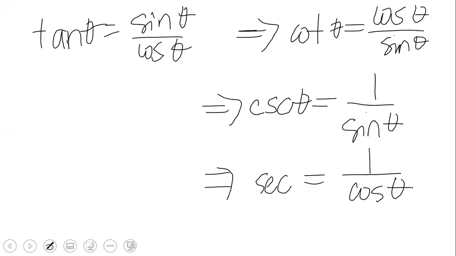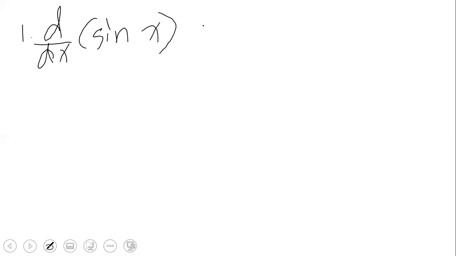So let's now move forward with the differentiation process of trigonometric functions. So remember, yung ginamit natin a while ago, that's the basic property ng trigonometric functions. So let's have the first derivative. So the derivative of sine x is cosine x dx.